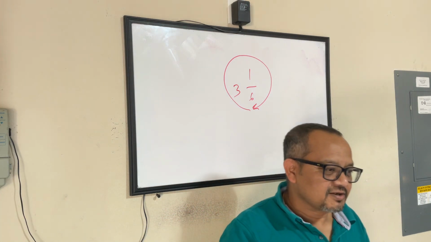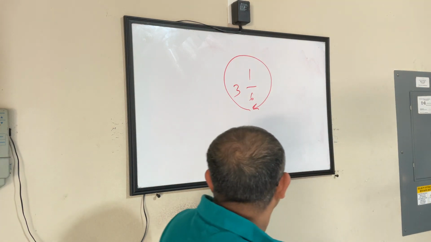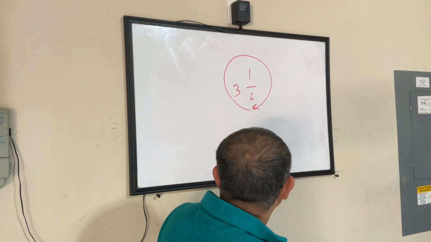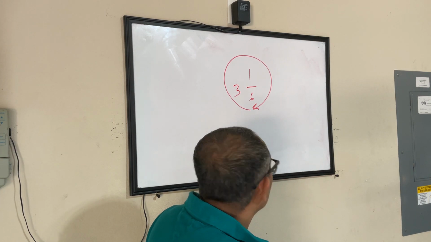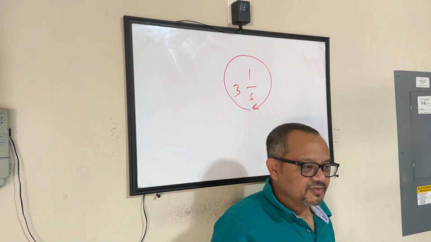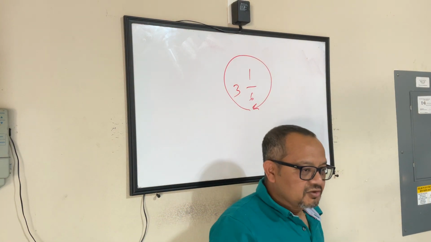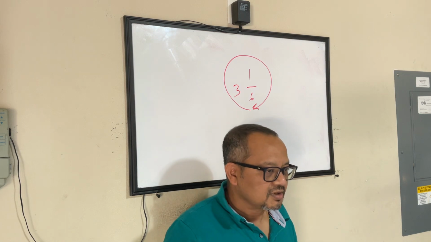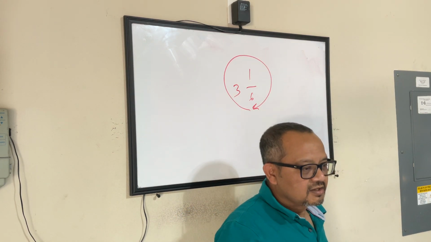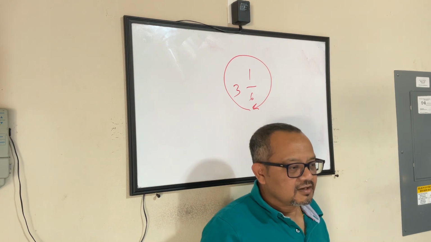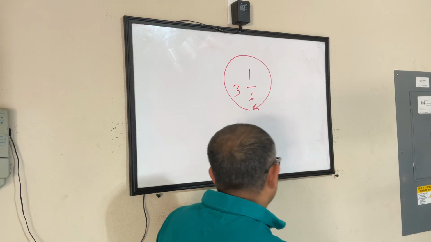Yes, Sandy, what is your answer? My answer is the same, 19 by 6, because I did it the two-step way. Okay. How about you, Satvik? Same, I got it the same way. How about you, Aditi? 19 by 6. Okay.